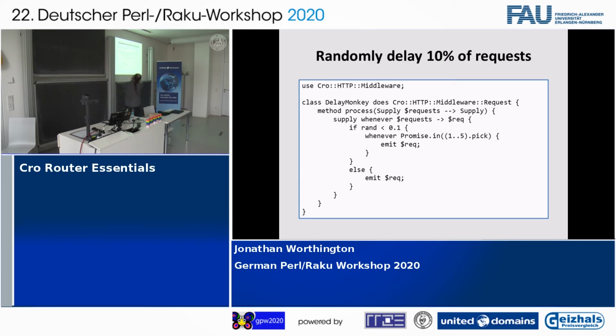Here we just say, for every, say, 10% of requests, pick a number between 1 and 5 and delay the request by that. So whenever 1, 2, 3, 4, or 5 seconds has elapsed, emit the request. If we're lucky, 90% of the time we end up here, we emit the request right away.